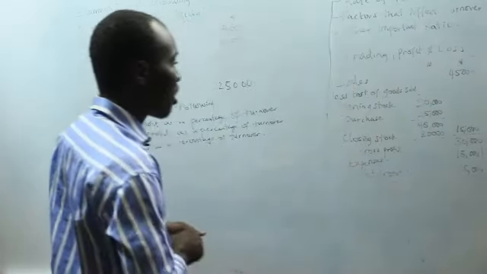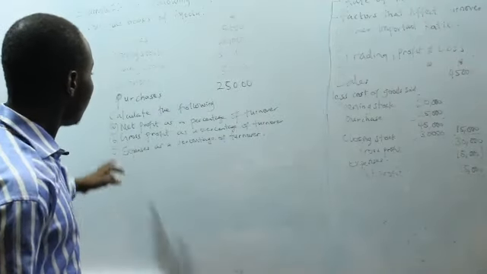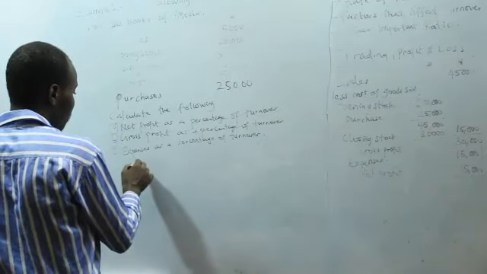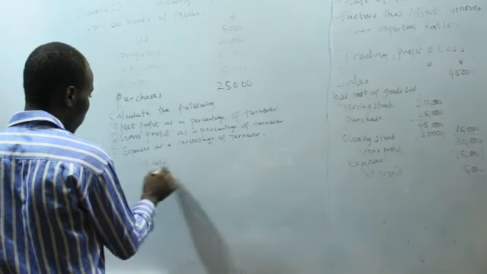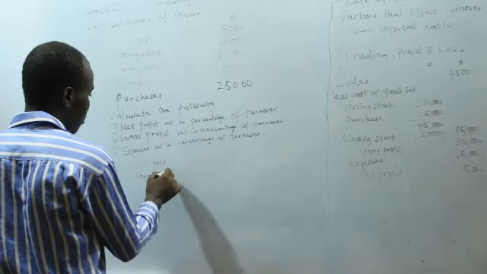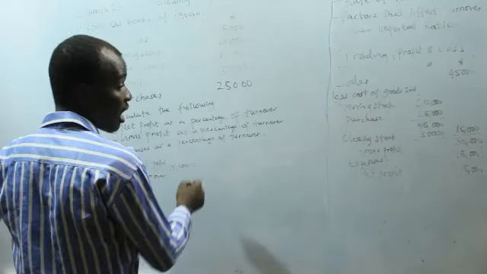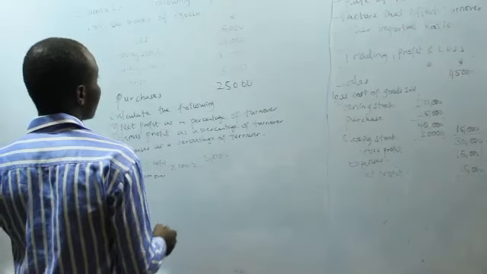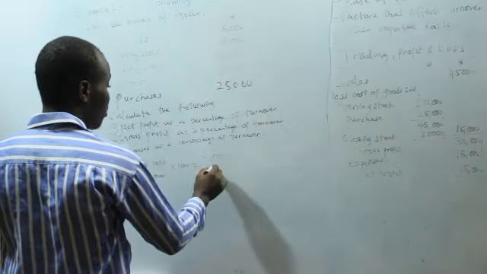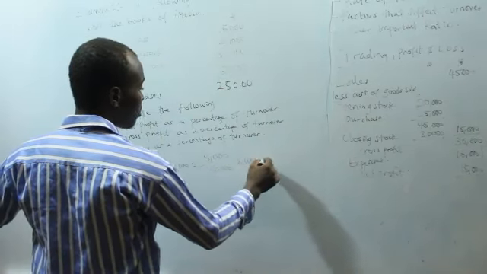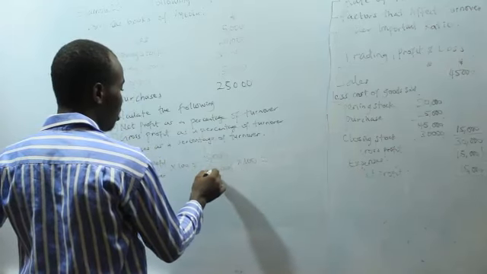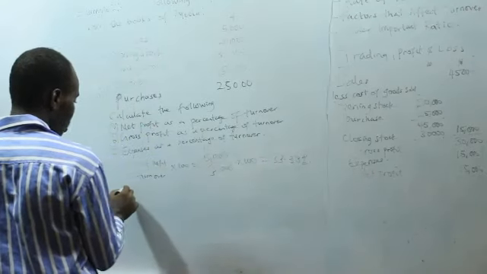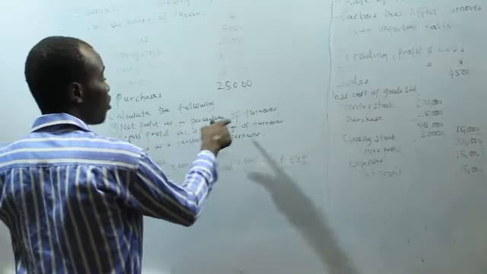So we can then calculate our figures now. The first thing we are asked to do is the net profit as a percentage of turnover. That will be net profit over turnover times 100. Net profit is 15,000 naira over turnover, which is sales, 45,000 naira, times 100. That gives us 33.33%.